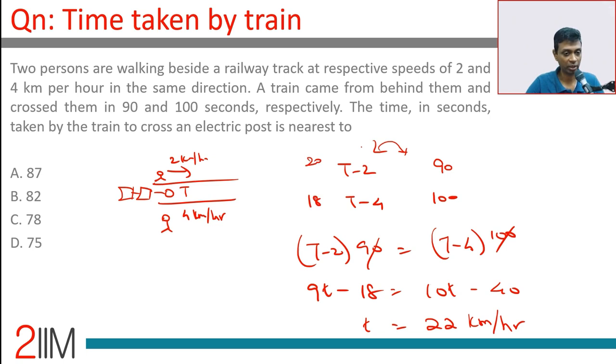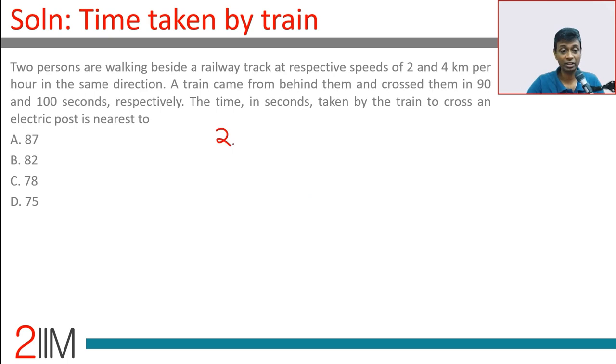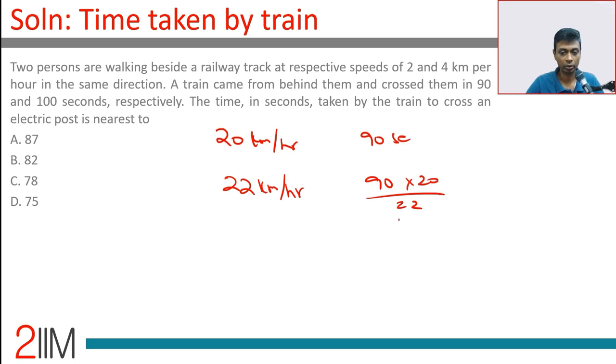Lovely. Now the train alone travels. So traveling at 20 kilometers per hour, the train takes 90 seconds. Traveling at 22 kilometers per hour, how much time will the train take? 90 into 20 by 22. Make it 11, make it 10, 900 by 11. You go 8 times 11 is 88, 81 point some large number, 82s work.